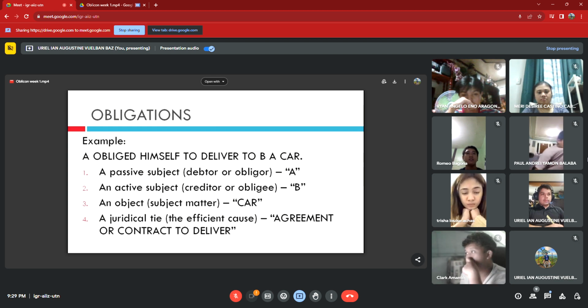A juridical tie is the efficient cause. Either there is an agreement or a contract. In this given example, it can be gleaned that it is a contract or an agreement to deliver the car to B by A.